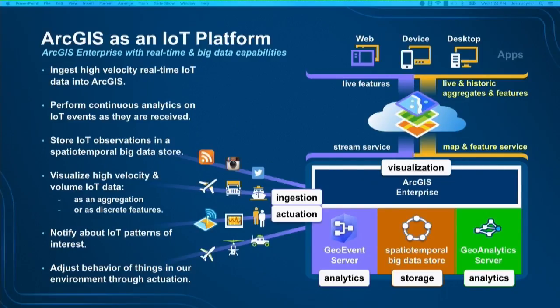We need to be able to provide a way to store the data. Within our platform, we do that through the spatial temporal big data store. We can also write back out to more traditional relational feature services. The challenge becomes an issue of scale, which we'll talk about more as we go along. But typically, when you're dealing with IoT data, you're looking at a much higher velocity and higher volume of data.